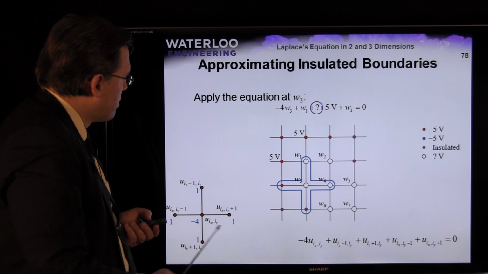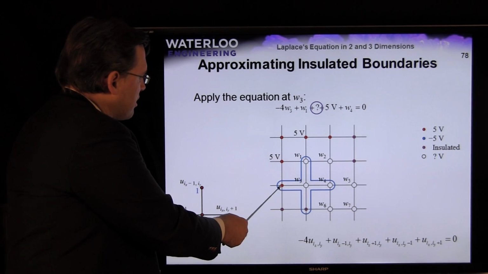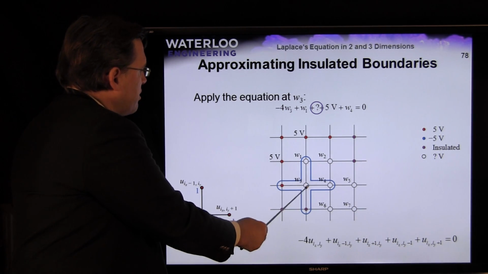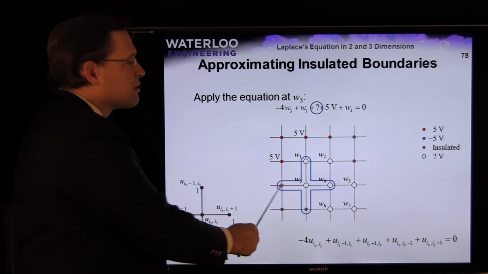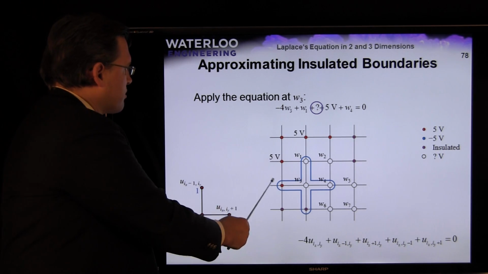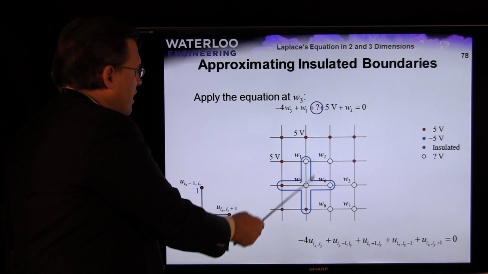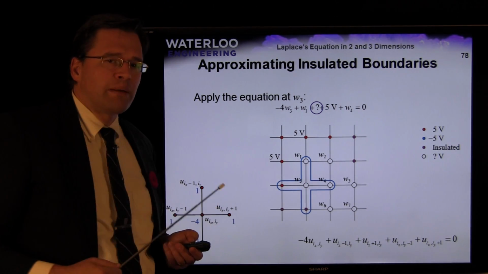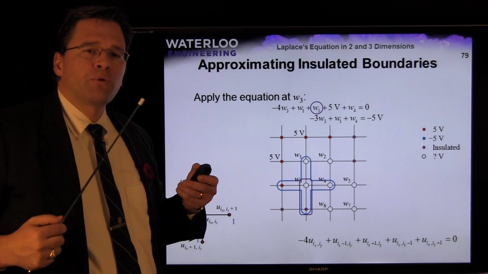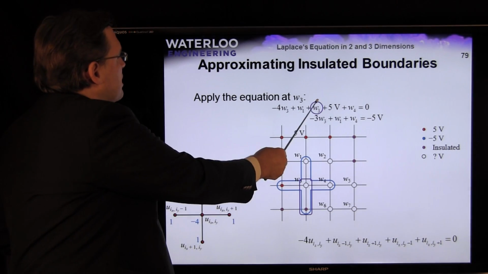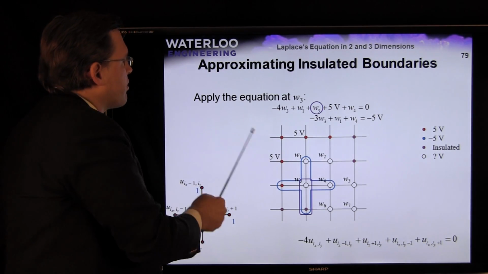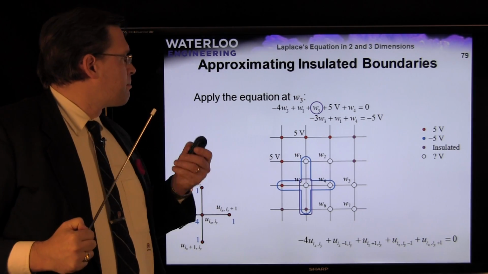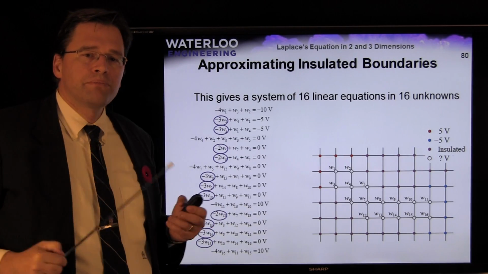At this point, insulated, not insulated, and both interior. Again, negative 4 times W3 plus W1 plus an unknown, plus 5 volts plus W4. What's the unknown? Well, we're going to assume that this point takes on the value W3. And so we'll substitute W3, and now once again, this W3 cancels one of those. We're left with negative 3W3 plus W1 plus W4 is equal to negative 5 volts.